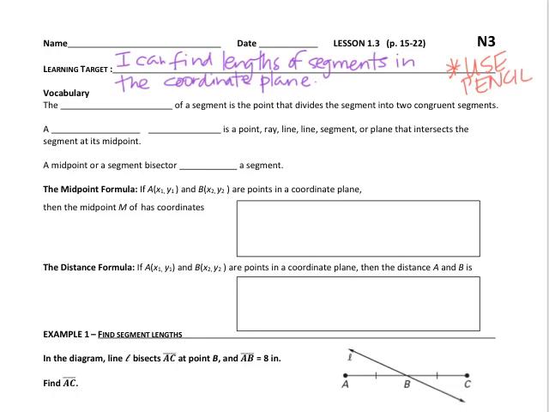We do have a few new vocabulary terms that you should be familiar with. The first one is midpoint. The midpoint of a segment is the point that divides the segment into two congruent segments, okay? Remember, the word congruent just means the exact same length.